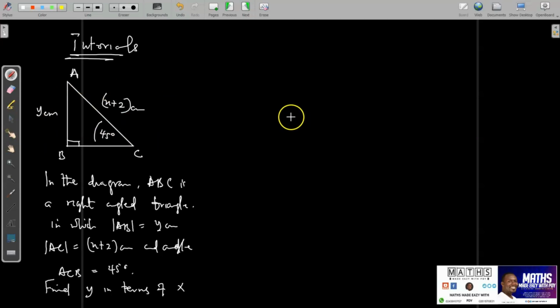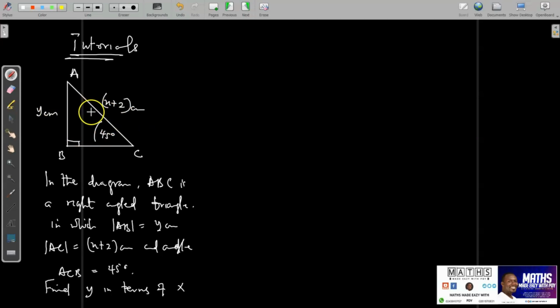So please, you use the SOH. Sine. Okay, so we use sine. So sine is the appropriate statement we can connect with the information we have here.